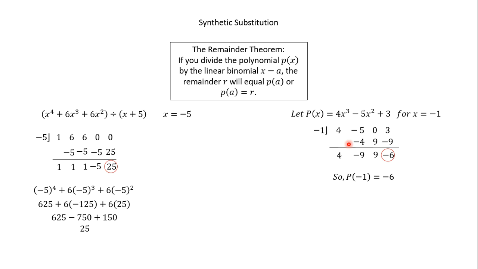That's synthetic substitution. It's the exact same as division. It's just we don't care about all this stuff. All we're looking for is a remainder. If you wanted to check that, you can plug in -1. That's negative, so that's -4. That'll be positive, so -4 minus 5 is -9, plus 3 is -6.